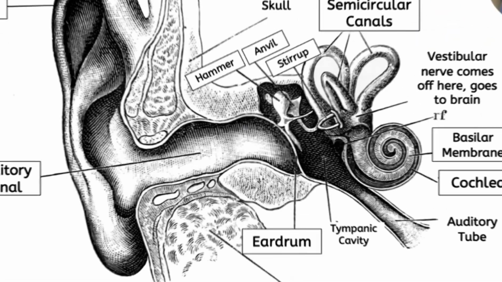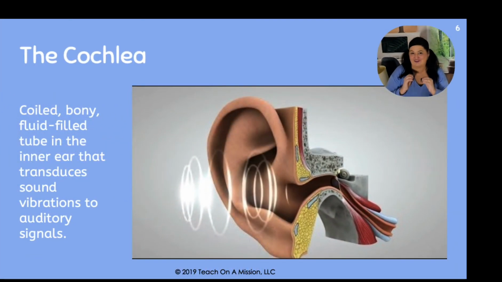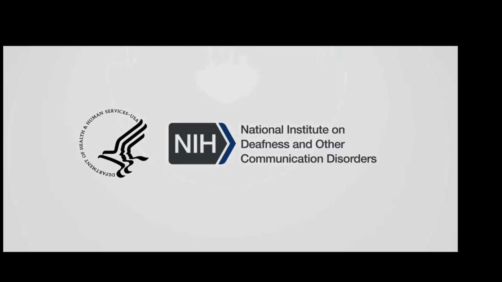So let's talk about the cochlea. The cochlea is a fluid-filled tube in the inner ear. Like I said, the inside of the cochlea is the basilar membrane. And inside the basilar membrane are those little cilia or hair cells. That is where transduction happens, okay? So let's watch a short video of the journey of sound going through your ear and what creates this.